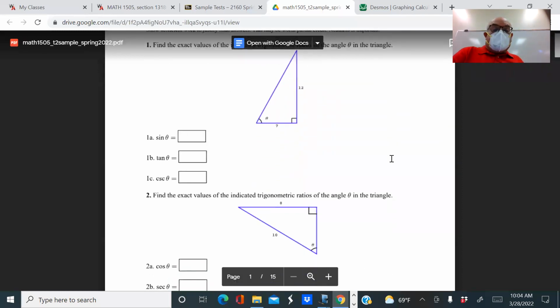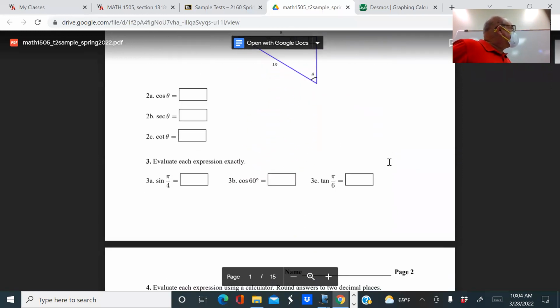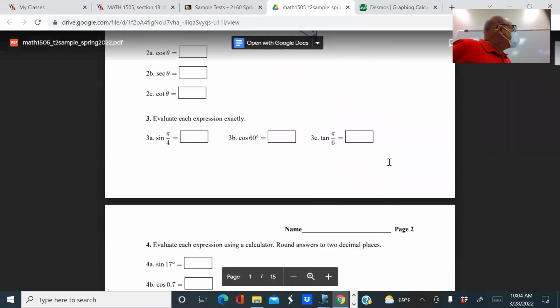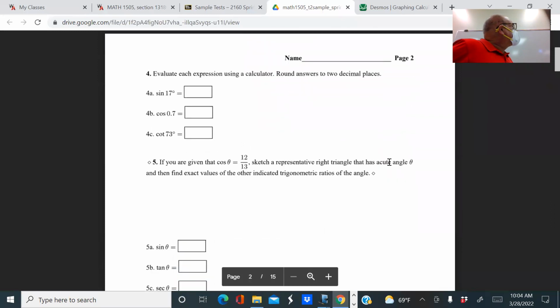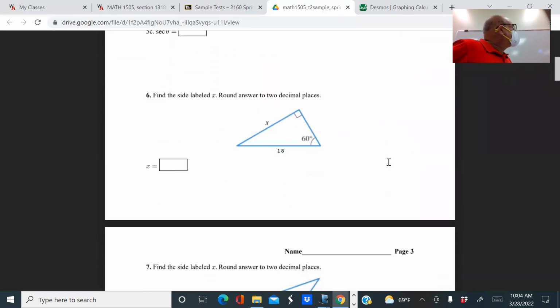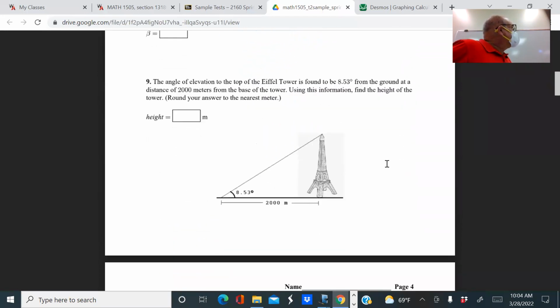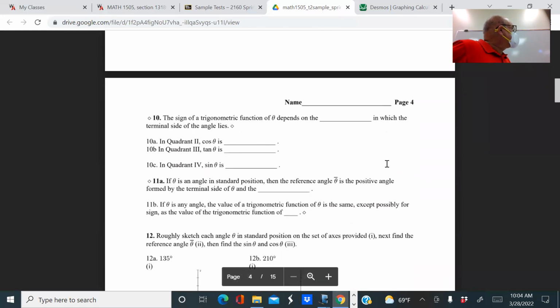So it looks really long, but a lot of that has to do with the fact that there are a lot of drawings of triangles in here. That takes up a lot of space. And so I don't think the individual problems are all that bad. So again, you want to work through this as much as you can before the test.